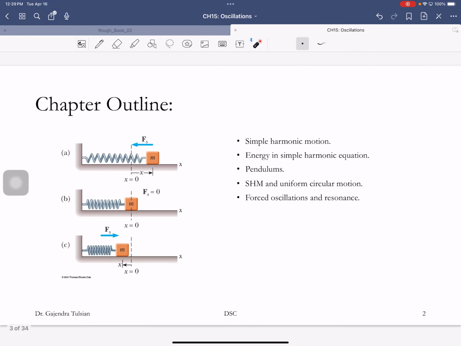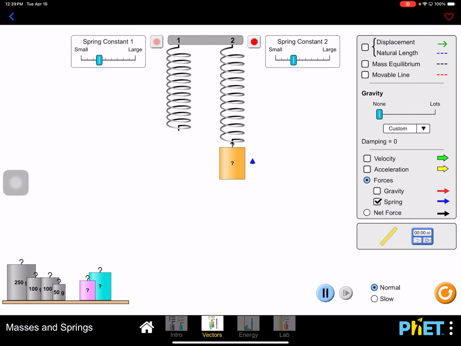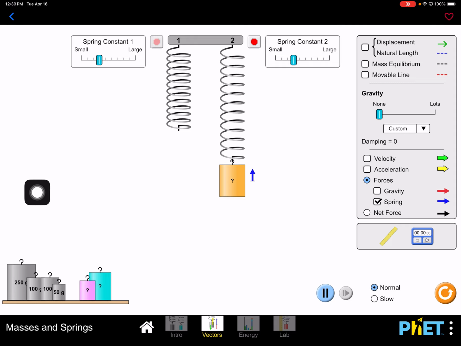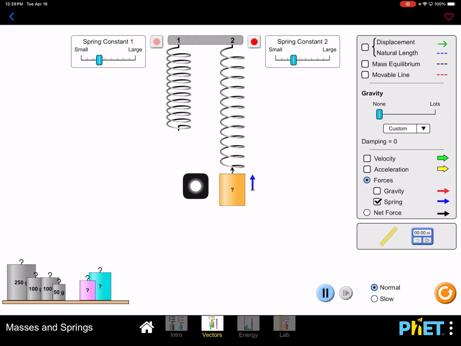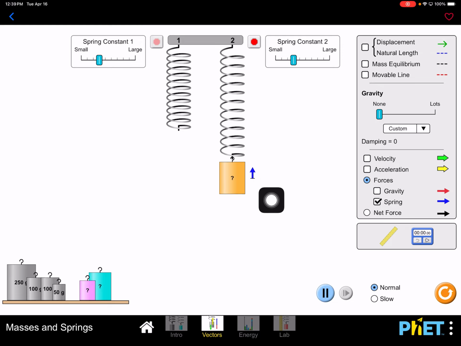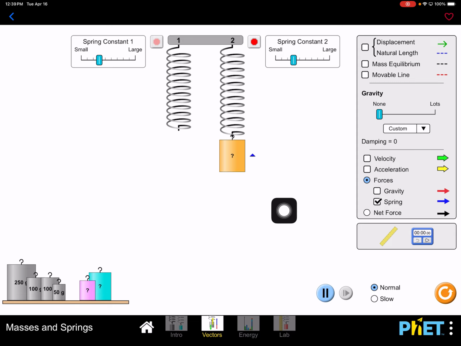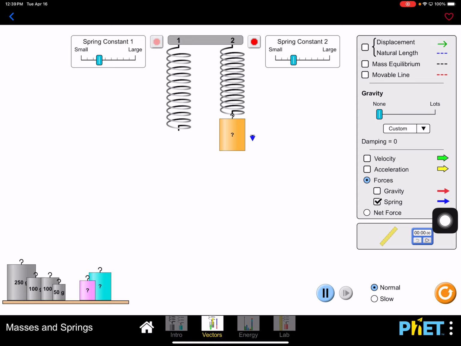So keep this in mind. Again, we are dealing with no gravity. I mean, we want to keep things simple. And here's the oscillating system. This is one oscillation. If you start from one extreme point, go to the other extreme and come back, that's one oscillation. The time for one oscillation is called a period.